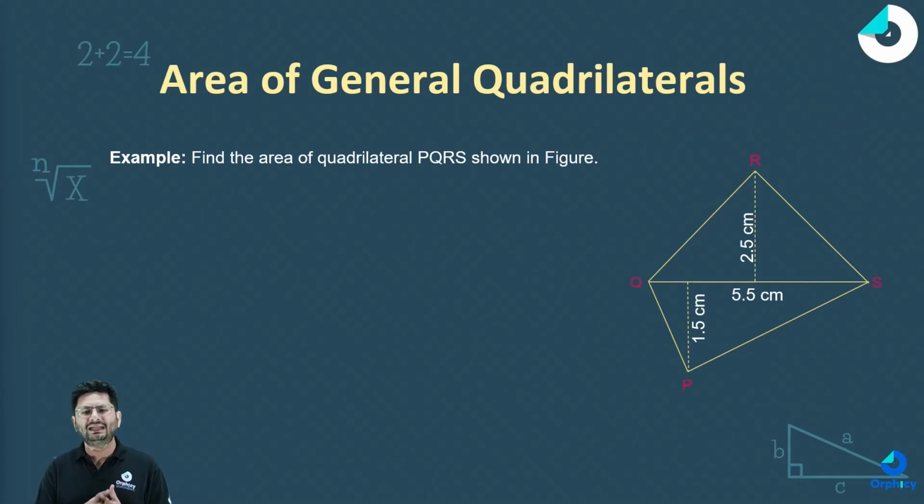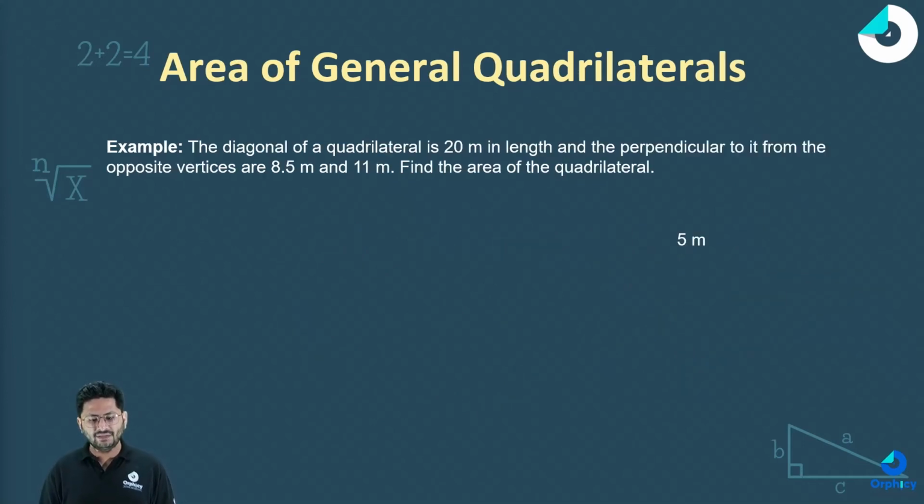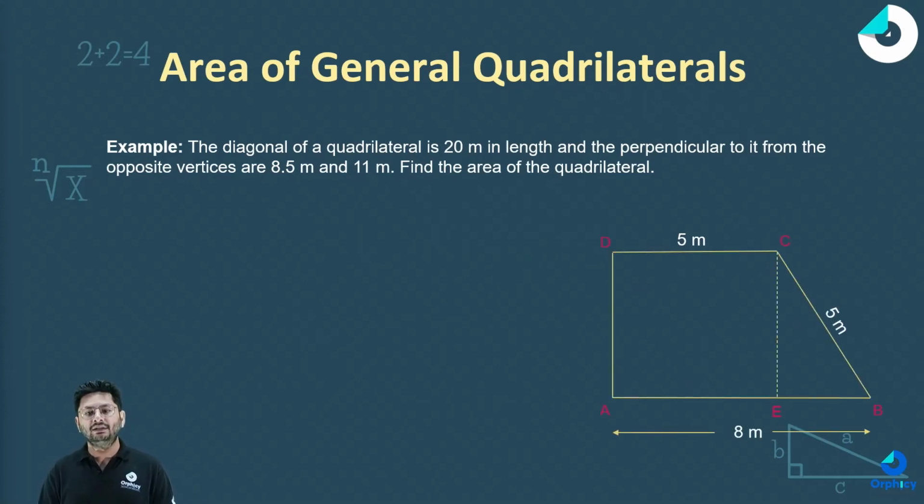So in this I can do the calculation as half into the diagonal which is given as 5.5 into the two perpendiculars that are dropped on the diagonal, which are 2.5 and 1.5. So this is half into 5.5 into 4, which is 11 centimeters square. Perfect. Okay. Great.